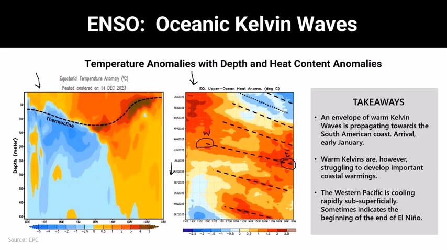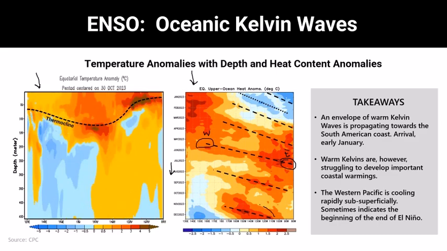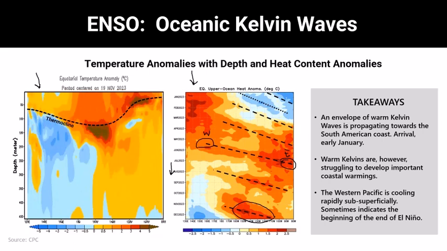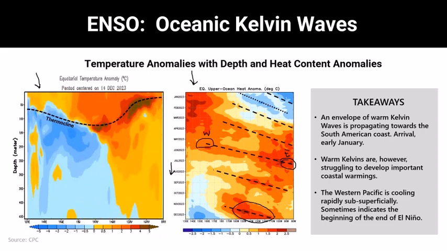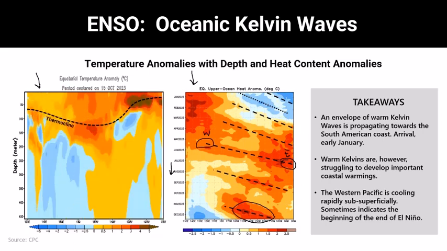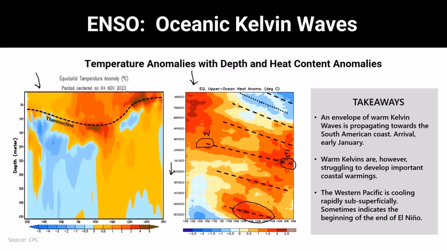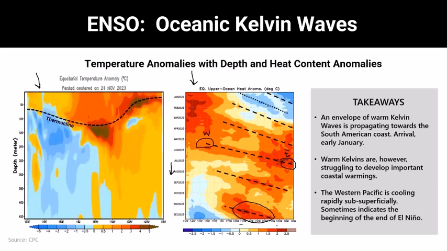Time goes down. So we can see that we do have a massive envelope of Kelvin waves that is propagating towards the coast at this time, and this stretches from 150 west to 100 approximately, ¿no?